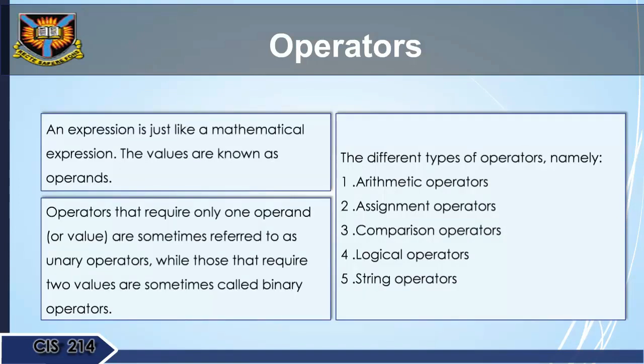An expression is just like a mathematical expression. The values are known as operands. Operators that require only one operand of value are sometimes referred to as unary operators, while those that require two values are sometimes called binary operators. The different types of operators, namely 1. Arithmetic operators, 2. Assignment operators, 3. Comparison operators, 4. Logical operators, 5. String operators.